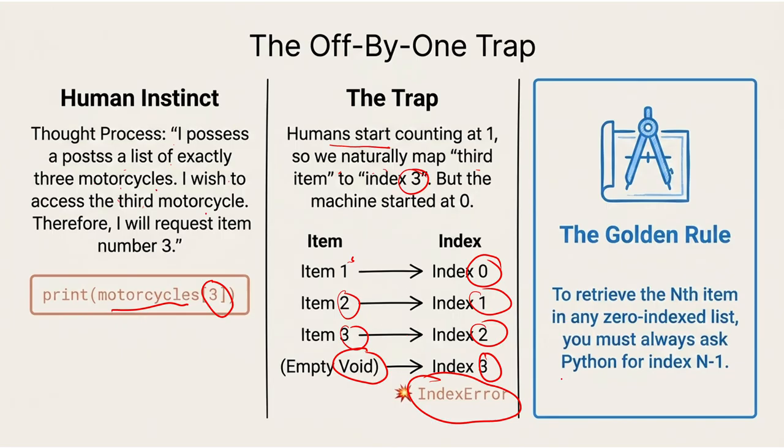So in order to fix it, what you have to keep in mind is, to retrieve the nth item in any zero-indexed list, you must always ask Python for index n minus 1. What does it mean? Suppose you want the third motorcycle. You have to type the index which is 1 less than this, so 3 minus 1 is 2, so you should type motorcycles and in brackets you mention 2. Then only you will get the third item, because Python always starts indexing from 0.